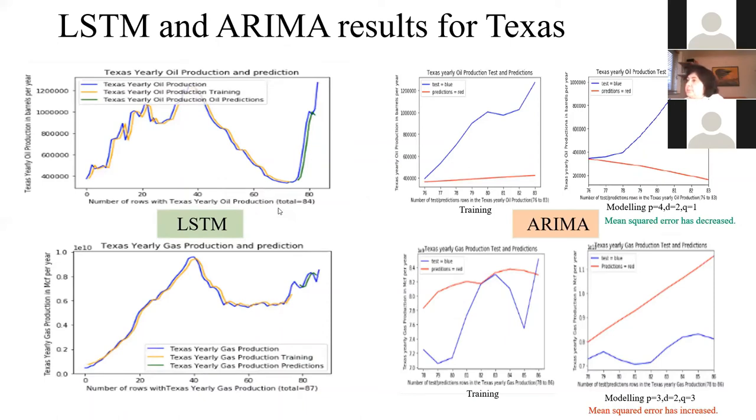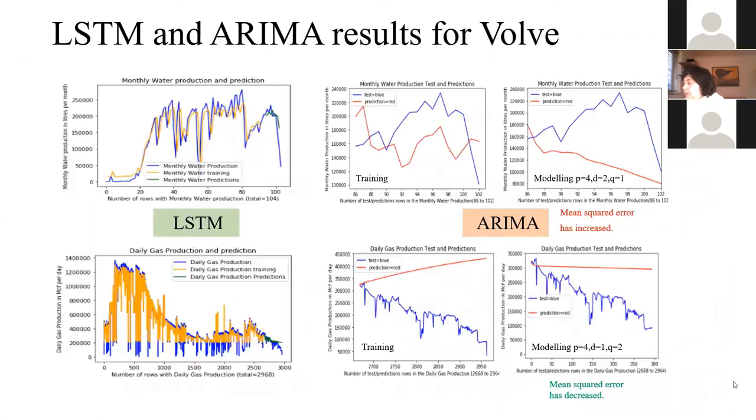Right, so if you see the information on LSTM, it's very close to the final 10% of the data. It's a steeper curve. In this case, the mean squared error has decreased, but sometimes, like in here, the mean squared error has increased, which should not happen after modeling with ARIMA. Everything should decrease. The mean squared error should decrease. Same thing for this information for the monthly water.